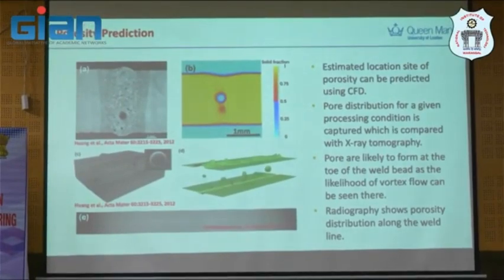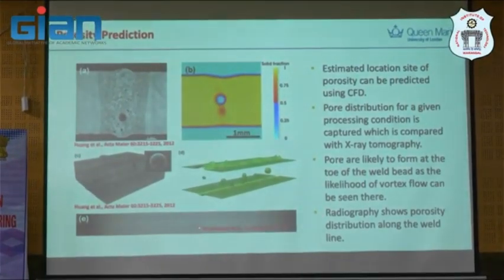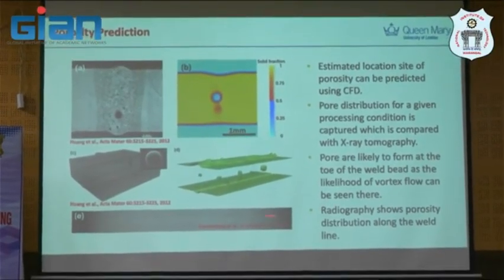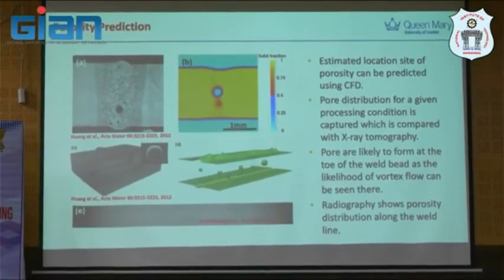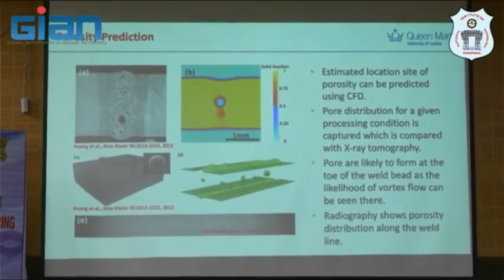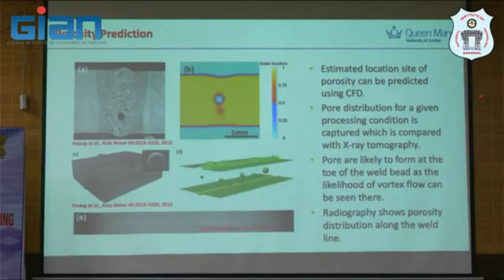And then you can see that we also have the X-ray radiography to understand what is happening along the fusion path here. So we can estimate approximately the location site of porosity using CFD, and the pore distribution for the given process condition is captured while we use the X-ray thermography. The pore is likely to form at the toe of the weld bead, because of the likelihood of the vortex flow, as I showed you earlier. Then radiography here shows the distribution along the fusion line.